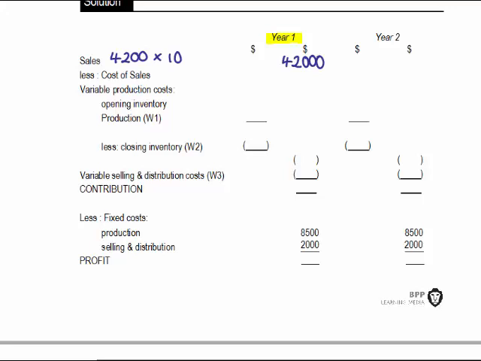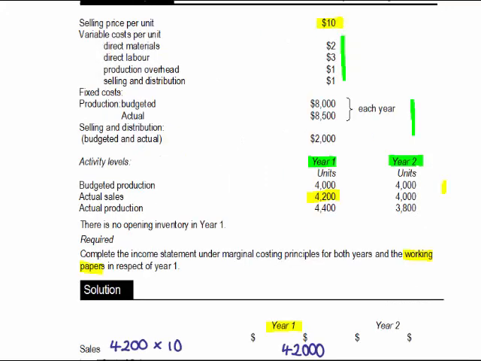So now we move on to the cost of sales, and we're only going to be looking at variable production costs. Now we're told that there is no opening inventory, so there's no value to put in there, but we need to complete the working papers for working 1 to work out what the production costs are going to be. Now we can see that our actual production in year 1 was 4,400 units. Now our total variable production cost is the direct materials, labour and production overhead, and that gives us a total of $6 per unit.